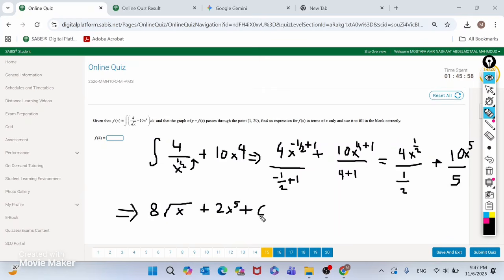See this guy, in this question you actually use the c. So this is the equation. Now you put 1 in the x and you put it equal to 20, because the point is (1, 20). So you put 1 in the x: 8 radical 1 plus 2.